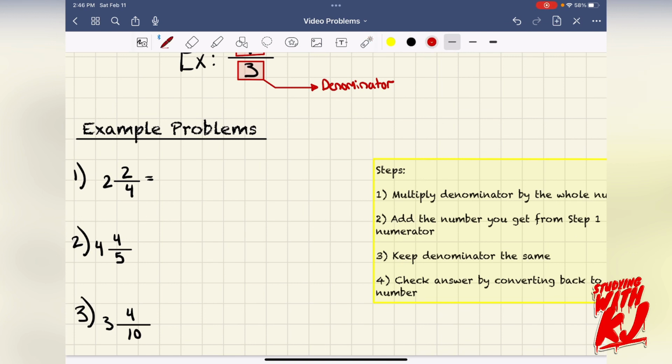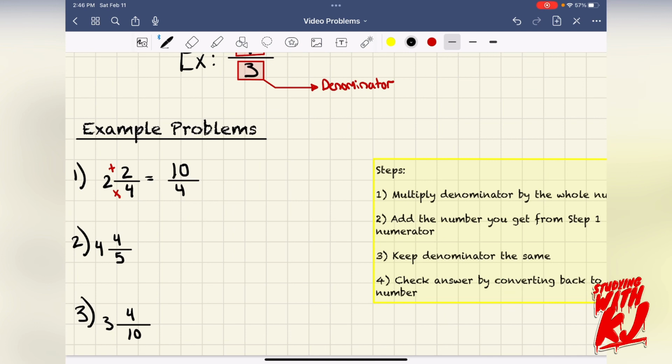So example 1 reads 2 2/4. So our first step is to multiply our denominator by our whole number, which is 2. 4 times 2 is 8. Our second step is to add what we get from that to our numerator, which is 2. So 4 times 2 is 8, plus 2 is 10. Our third step says to keep our denominator the same as our mixed number. So write 4 right here.